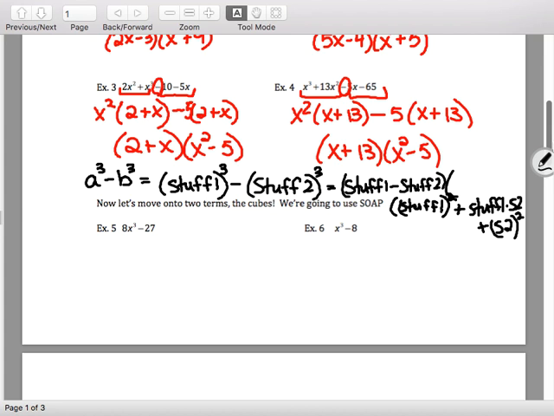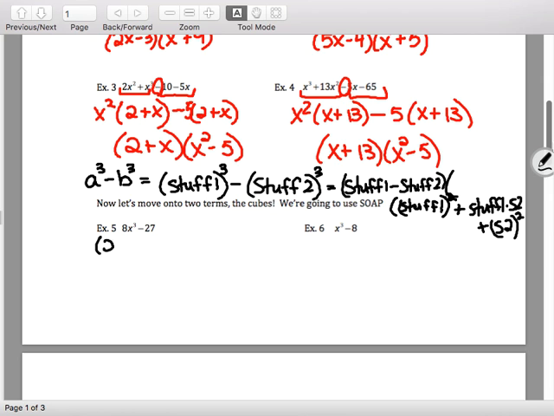I know that maybe doesn't make a tremendous amount of sense, but let's do some concrete problems, and then this will make a whole lot more sense. It's not as bad as this might appear. So here we go: 8x cubed. What stuff got cubed to give me 8x cubed? What times itself 3 times was 8x cubed?